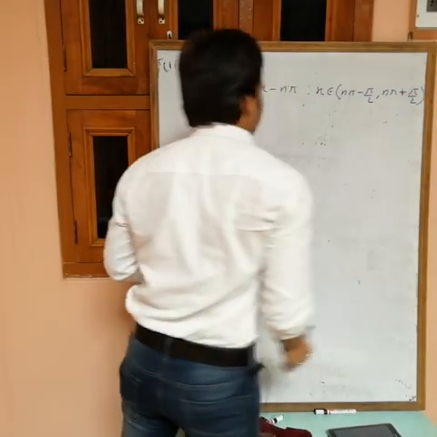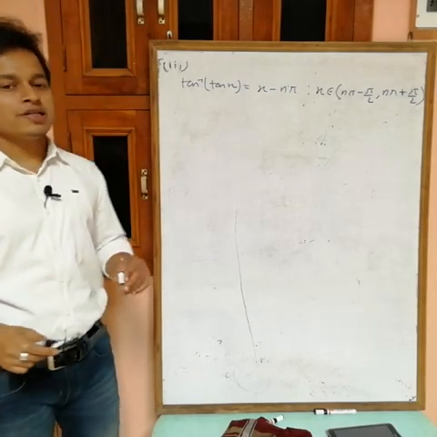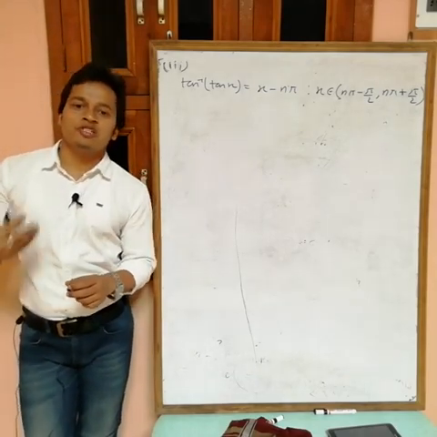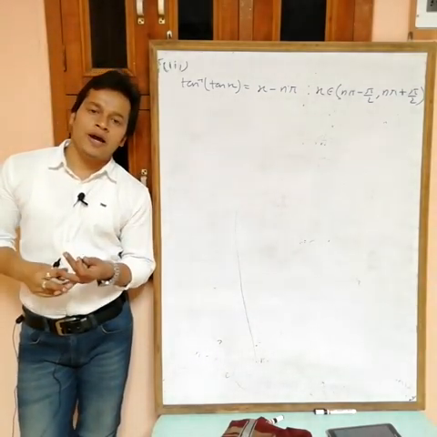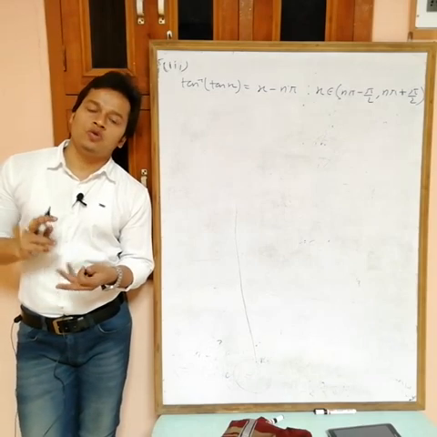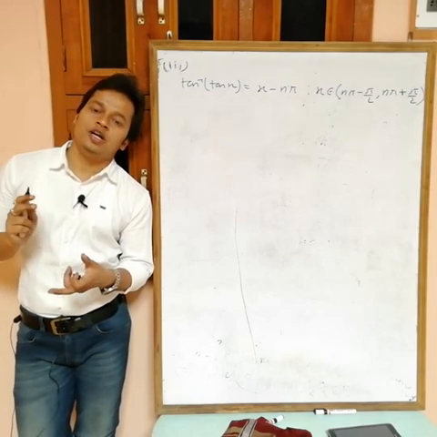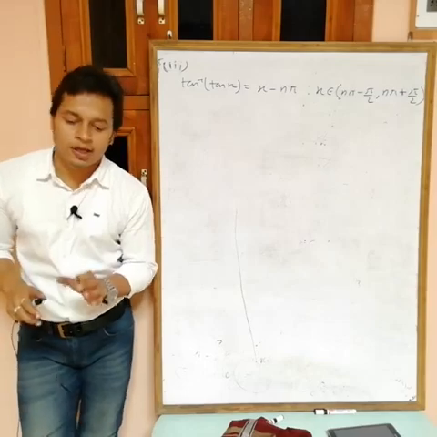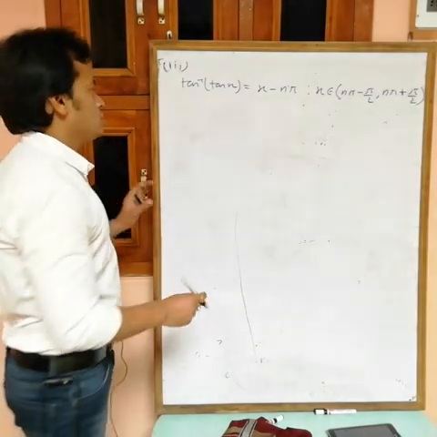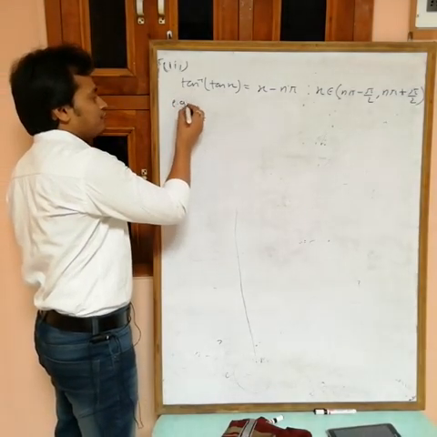For this one, things are simple. Just identify which multiple of pi x is near to. If x is near to pi, then x minus pi. If near to 2 pi, then x minus 2 pi. If near to 3 pi, then x minus 3 pi. This one is easiest.